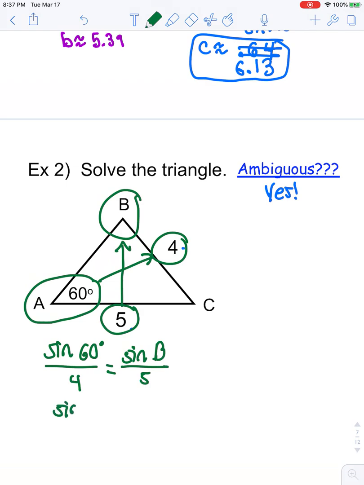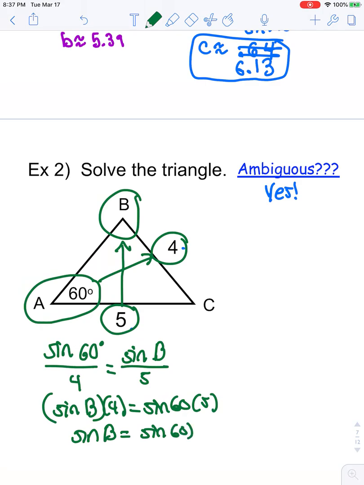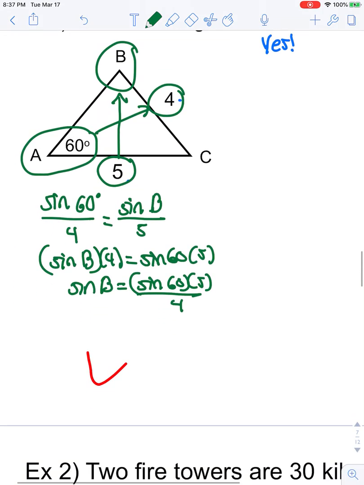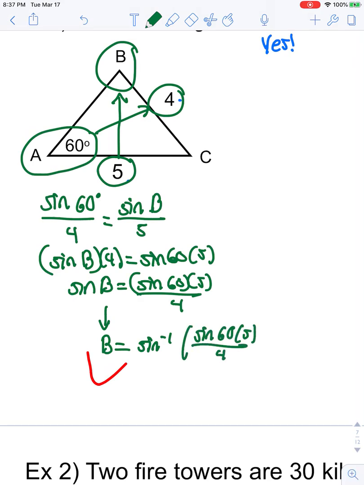When I cross multiply, I'll have the sine of B times 4 equals the sine of 60 times 5. Then we can divide by 4, so the sine of B equals the sine of 60 times 5 divided by 4. Notice that I'm not using the calculator quite yet. To solve for a missing angle, we have to do inverse sine. And we're going to do inverse sine of 60 times 5 divided by 4.